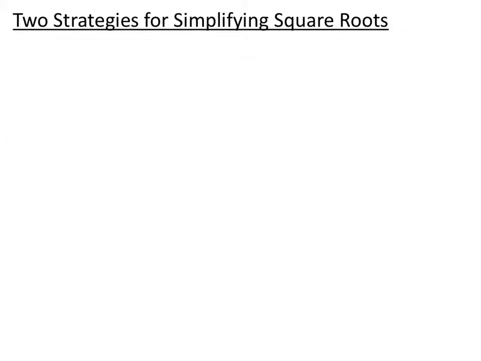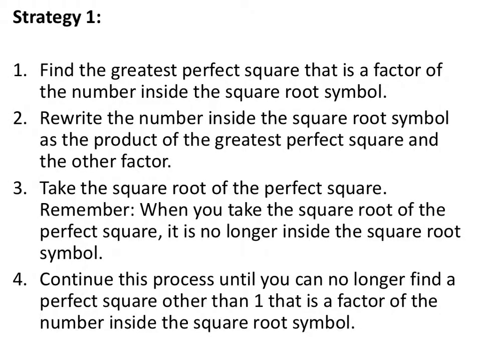Alright, so we got 2 strategies. Actually, we'll show you a third one as well. So this first strategy is just saying look at factor pairs for the number inside the radical and then see if you can find any factors that are perfect squares. The biggest one would be the most convenient, but we may have to continue this pattern until we've taken all the perfect squares out of the radical.